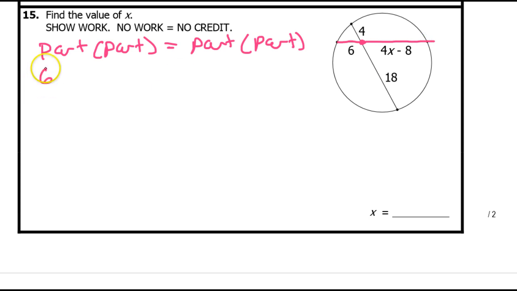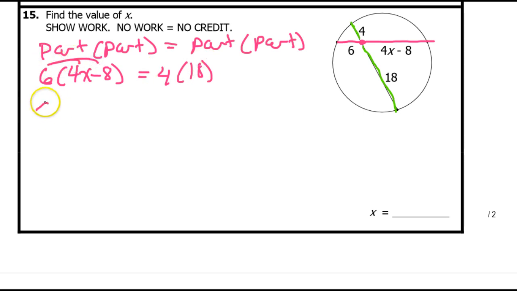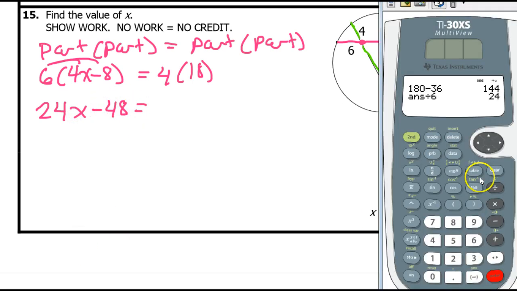So I'm going to have 6 times (4x minus 8). And then here's the other part times part, the 4 and the 18. So that's going to equal 4 times 18. So a little distributive property here, and that'll be 24x minus 48 is equal to 72.